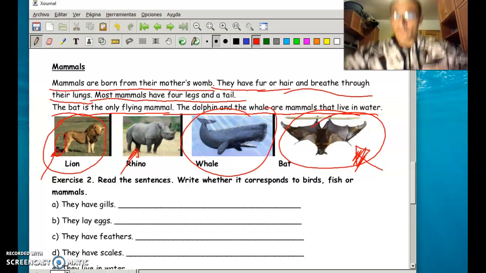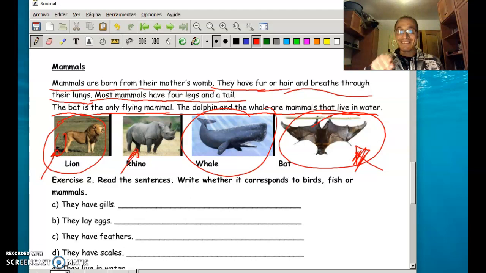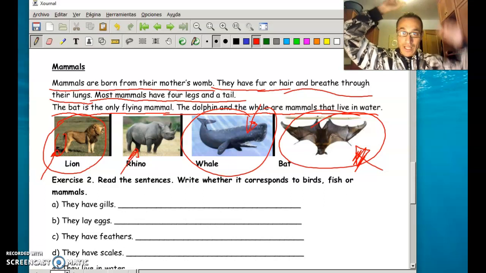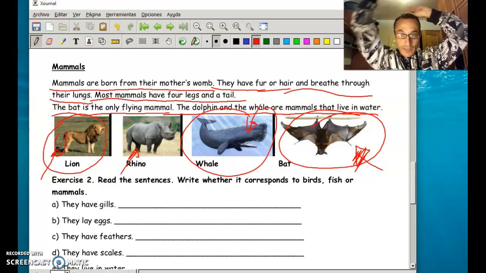But they are born from the mother's womb, and they don't have gills like fish. No. Whales and dolphins, they've got lungs to breathe. Okay. They need to go up to the surface, right? Just to breathe and get some air. For example, the whale's got a hole just up here. They've got a hole, and they get air through their hole.